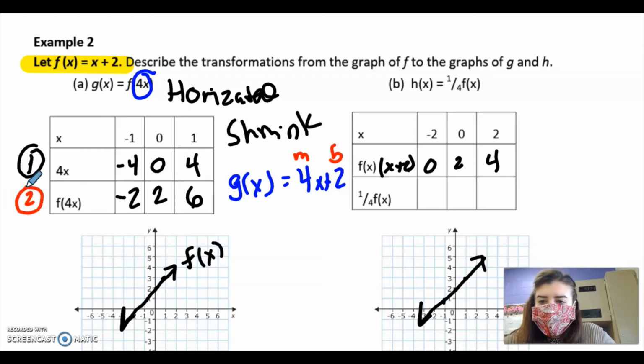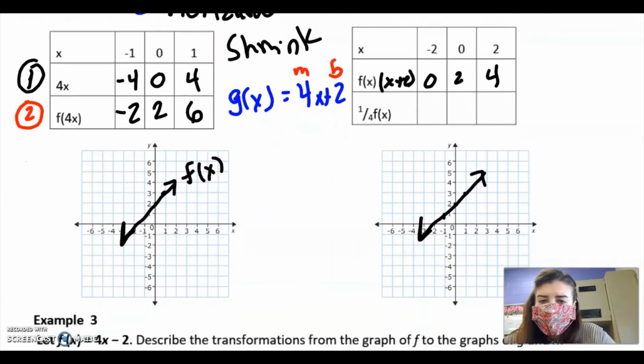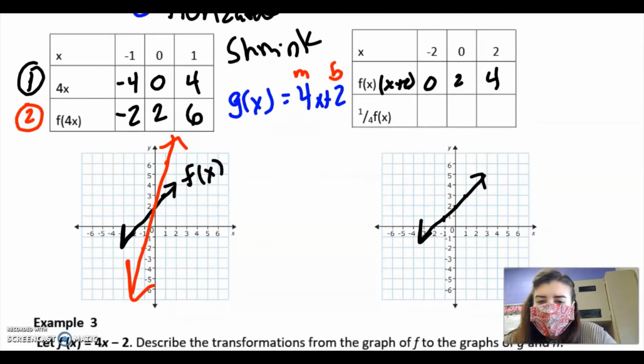So we're going to graph, let's move down, -1, -2, 0, 2, that same y-intercept, and 1, 6. Okay, so this is supposed to be a shrink, and a shrink closer to the y-axis. So look how much closer that red line is to y than that black one.